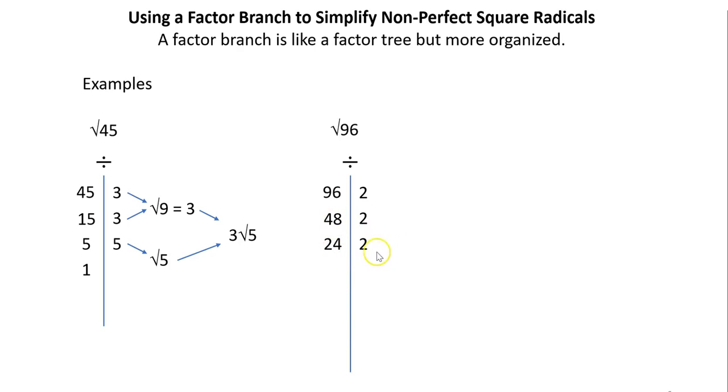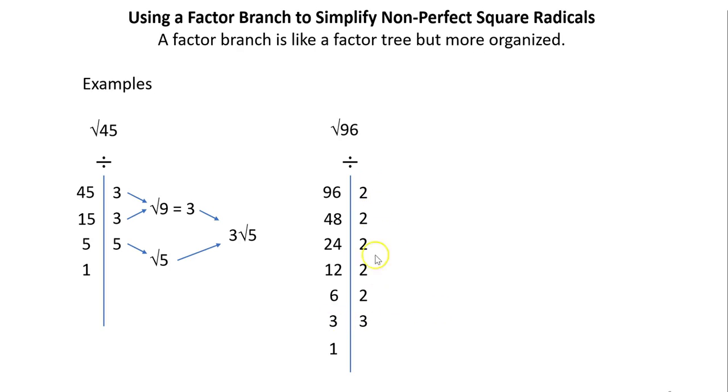24 divided by 2, you'll notice I'm still going with 2's over here. That's 12. I'm going to continue with 2 until I can't do it anymore. 12 divided by 2 is 6. 6 divided by 2 is 3. Obviously, I can't divide that by 2, so I move up to 3 again. 3 divided by 3 is 1.